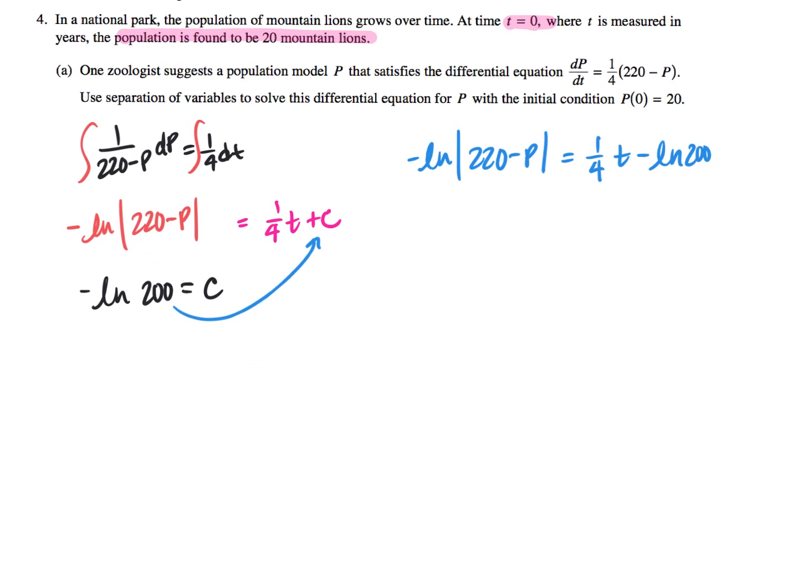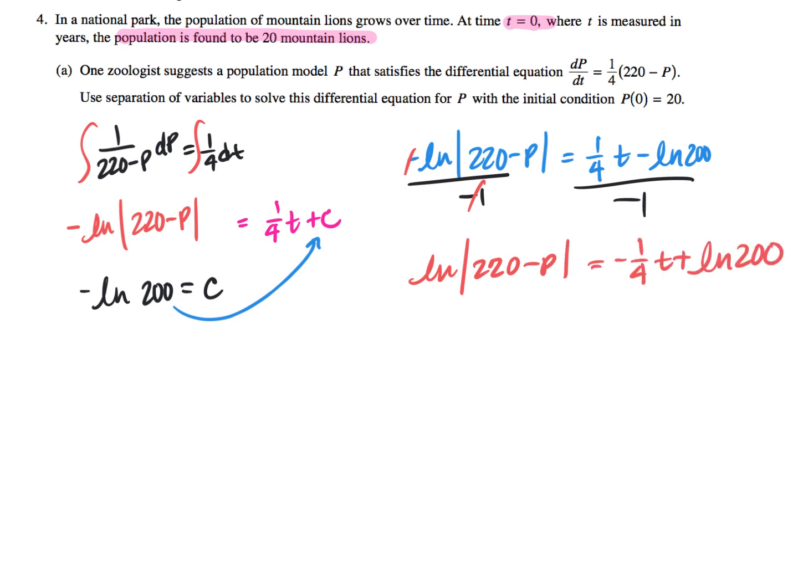Before we can e it, what do we got to do? Get rid of those negatives. You guys got a break right after this. Let's just get through this. Negative 1/4 t plus an ln of 200. Now am I ready to e? Sure am.